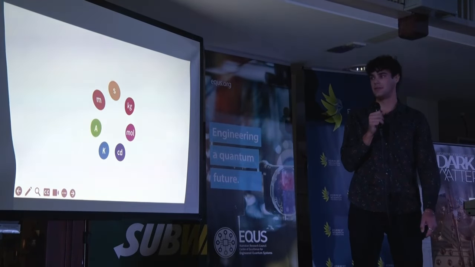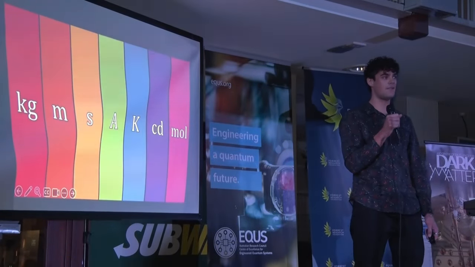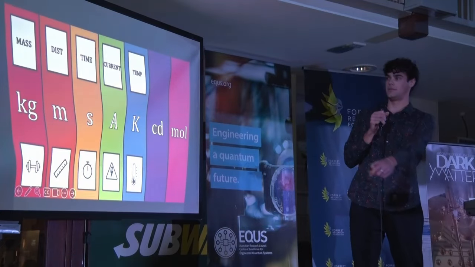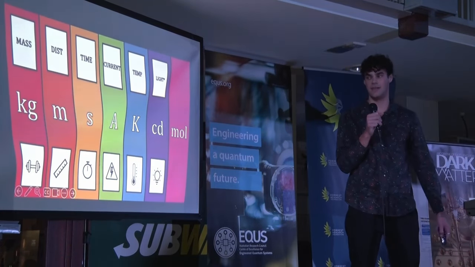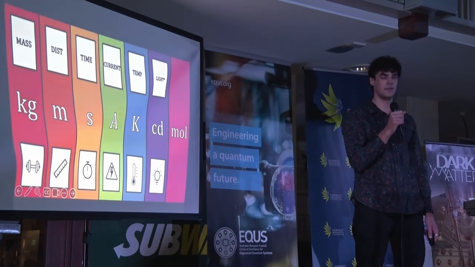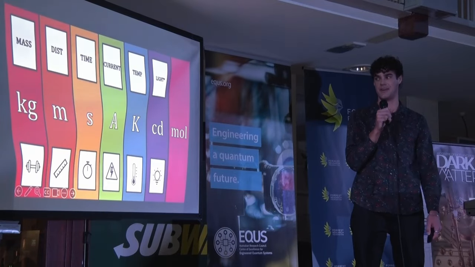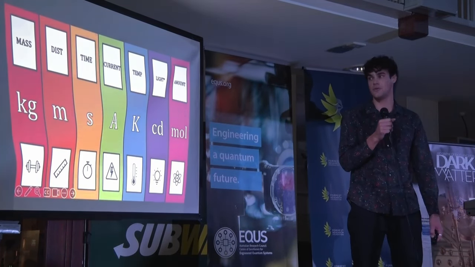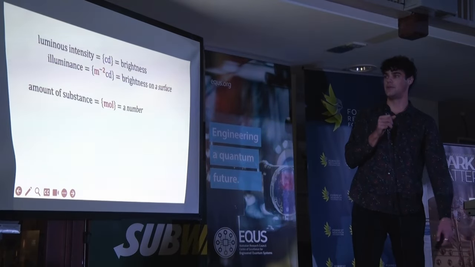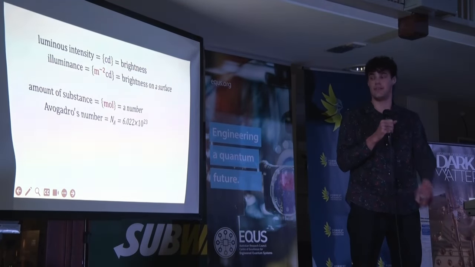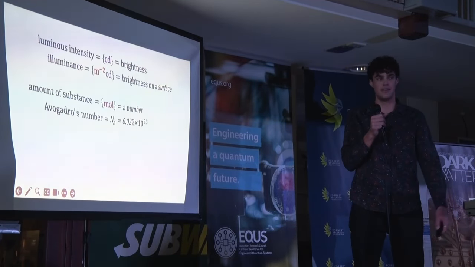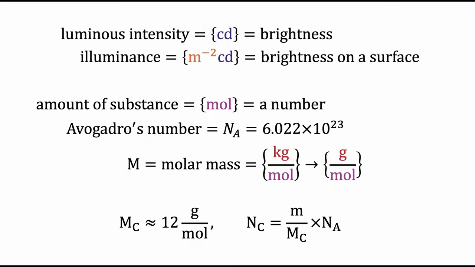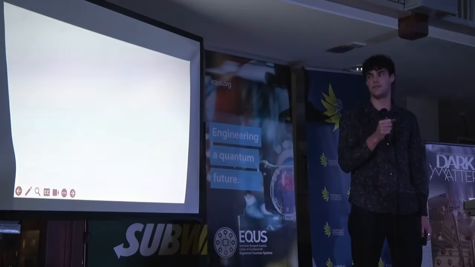Completing the rainbow. We've done five of them, and now we've got two more. This is the candela, it applies to light, and I have never used it in my physics career. This last one is moles, it's just a number. That's all you need to know. Brightness, we're just going to skip over that. Moles is just an amount of things, like a dozen is 12, like Avogadro's number is just an amount of things. And we can use it to find the number of particles. That's what we often use it for.